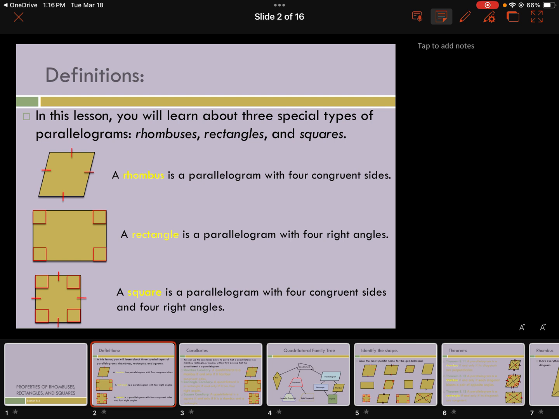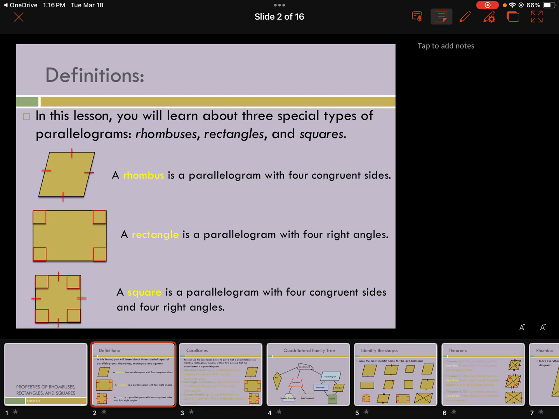A rhombus is a parallelogram with four congruent sides. This is what it looks like over here on the left, and you have to have those markings, otherwise it's not a rhombus. A rectangle is a parallelogram with four right angles. So the only thing that you need to make this a rectangle would be those four right angles.